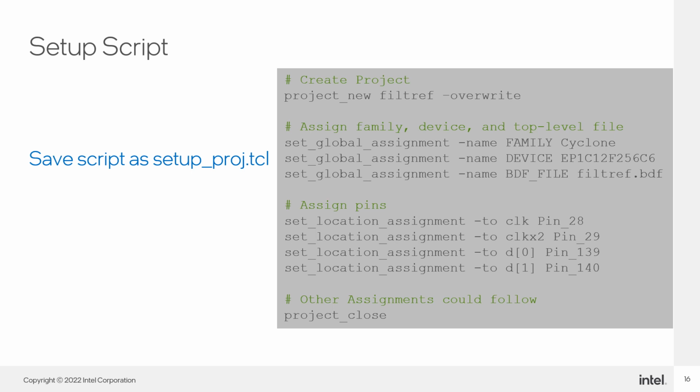Here's the Tcl script that creates the project and applies the settings and assignments. The project_new command creates the project with a project name that matches the name of the top-level design entity, in this case filtref. Next, we use a series of set_global_assignment commands to set the device family and part name, followed by the top-level design file. Here, the top-level design file is filtref.bdf or block design file, which is the format of a schematic design file.